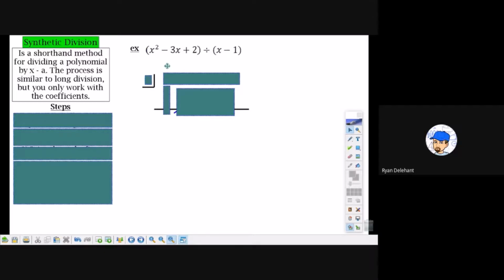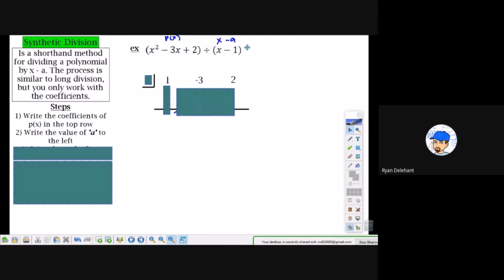So this is a shorthand for dividing a polynomial by x minus a. So this is my x minus a. This was that p of x, the polynomial I wanted to divide. It's similar to long division, but will only work with the coefficients. So there's a couple steps with this. First step, write the coefficients of p of x in the top row. So what's the coefficient of x squared? X squared's coefficient is 1, right? Coefficient of negative 3x is negative 3, and the coefficient of 2 is 2. All we want are the numbers in front of each term of the polynomial.